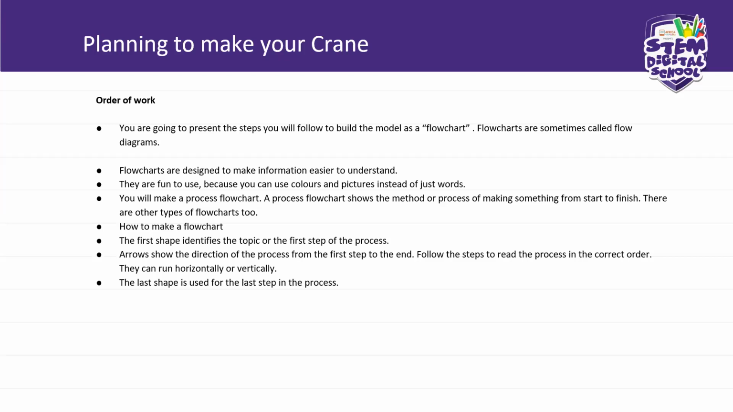How to make a flow chart. The first shape identifies the topic or the first step of the process, okay, in your flow chart. Arrows show the direction of the process from the first step to the end. Follow the steps to read the process in the correct order. They can run horizontally or vertically. The flow chart I'm going to share with you is vertical. The last shape is used for the last step in the process.